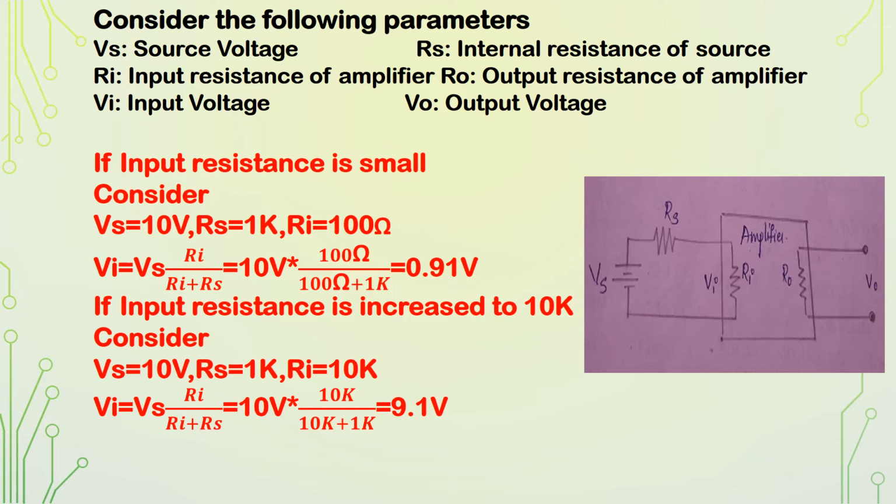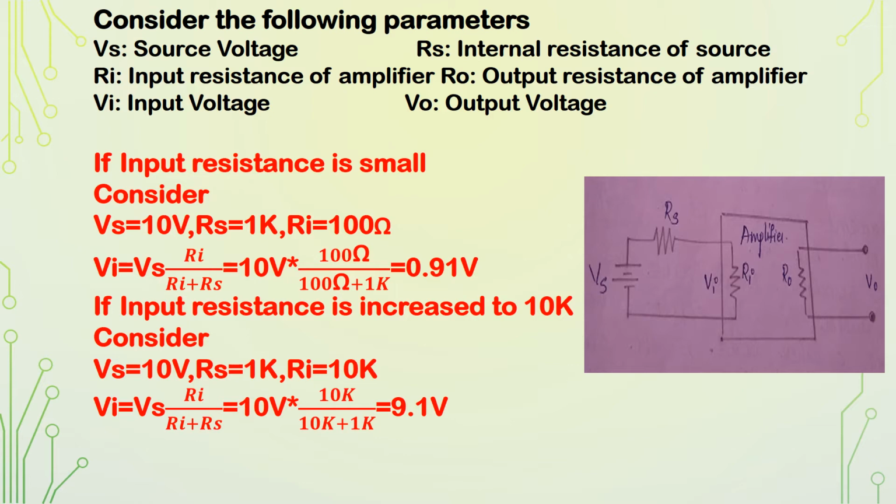Okay, and the values for the parameters: Vs, that is source voltage, is equal to 10 volt, that is we are giving 10 volt source voltage, and the internal resistance of the source as 1k, that is 1 kilo ohm, and consider that input resistance is 100 ohm. Okay, a low value. Now the input voltage to the amplifier can be calculated as Vs, source voltage, into Ri by Ri plus Rs, which gives a value 0.91 volt, which means that we are giving a 10 volt source and only 0.91 volt will be the input voltage to the amplifier.